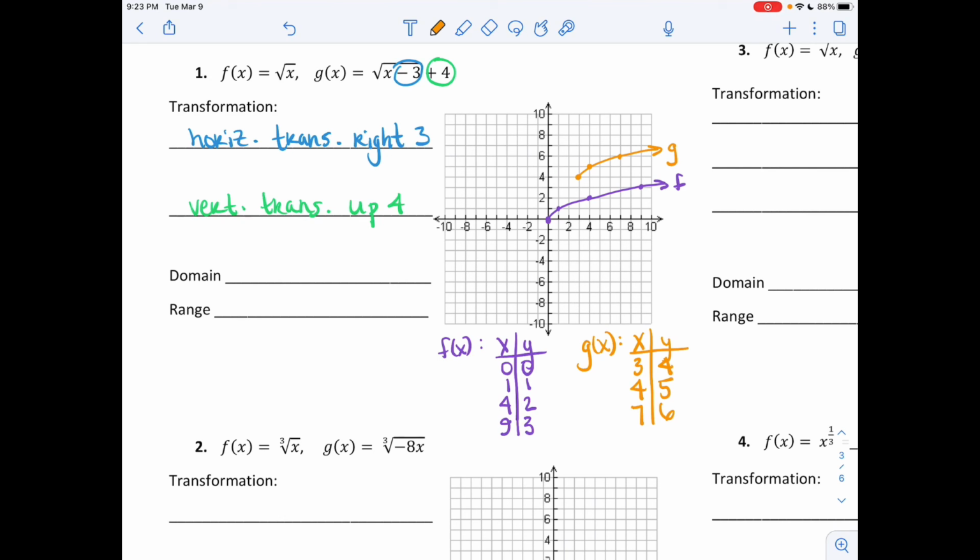Let's talk domain and range. So our parent function has the domain that we talked about previously. So it's going to have a domain of x greater than or equal to 0 and a range of y greater than or equal to 0. But my transformed function, g of x, its domain doesn't start until x gets to 3. So it will be x is greater than or equal to 3. My range, I don't see the graph until I get to a y value of 4, and then it continues on to infinity. So y is going to be greater than or equal to 4 for my range.